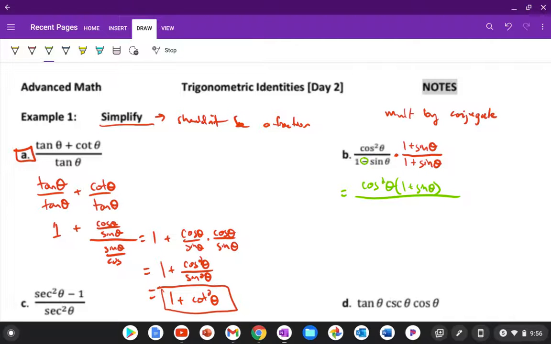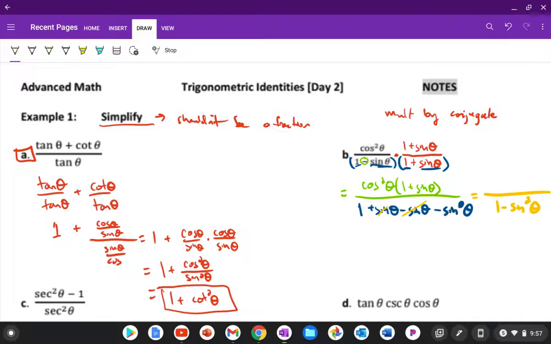But on the bottom, we actually need to FOIL, because we've got this thing times this thing. So when we FOIL, 1 times 1 is 1. Now our outer is 1 times positive sine, which is plus sine of theta. Our inner is minus sine of theta times 1, so minus sine theta. And our last is minus sine theta times sine theta, so minus sine squared theta. That's what we end up with. And the nice thing there is the middle terms cancel. Boom, boom. And so we end up with 1 minus sine squared theta.